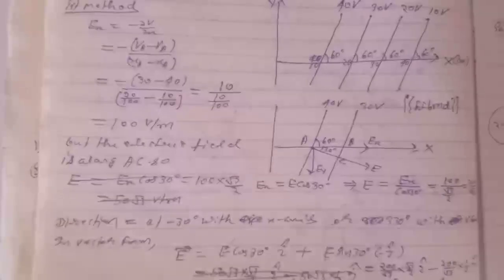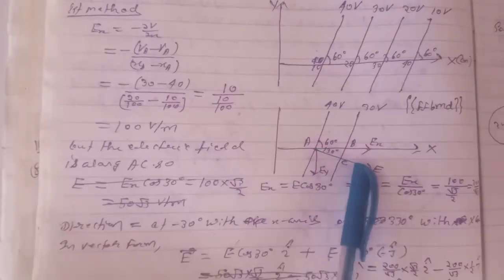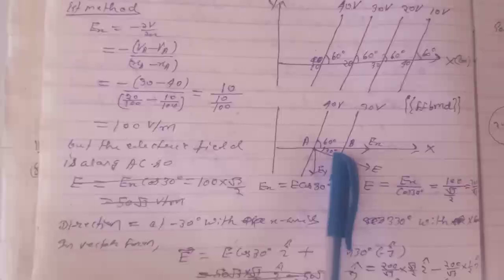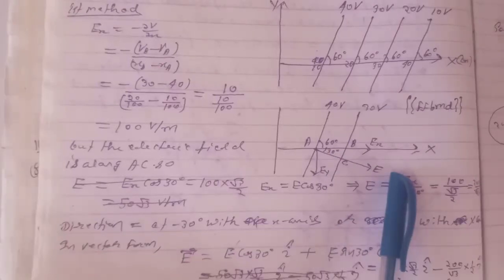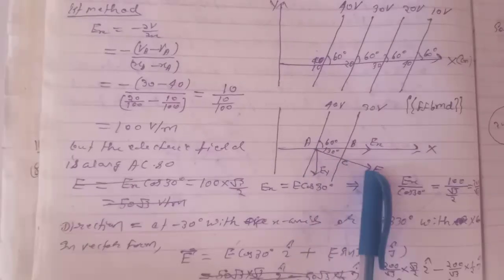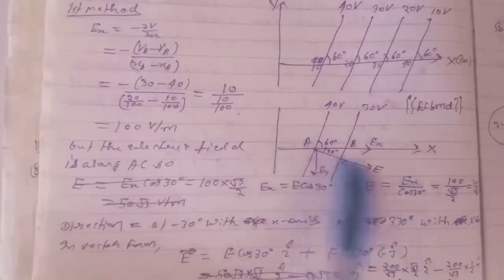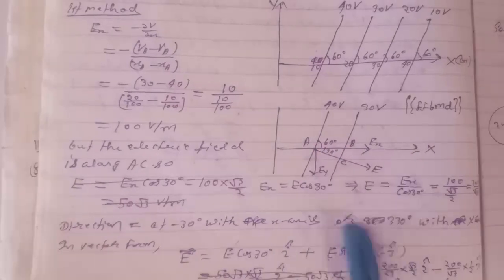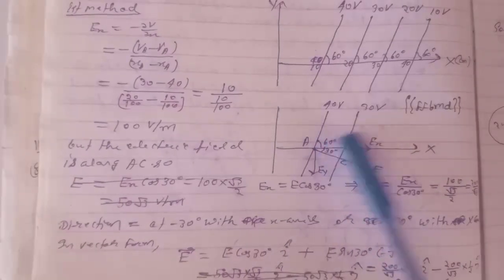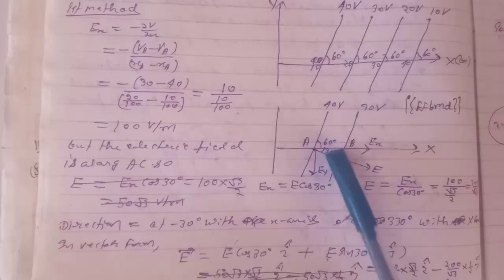In the solution it is shown here. We have drawn a perpendicular line, and this perpendicular line is the electric field line. The direction is also shown, because it goes from higher potential to lower potential, so the direction will be this way. And because the angle from the x-axis is given as 60 degrees, this angle must be 30 degrees to make it perpendicular, that is 90 degrees.